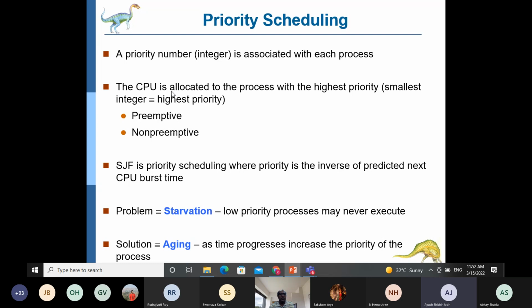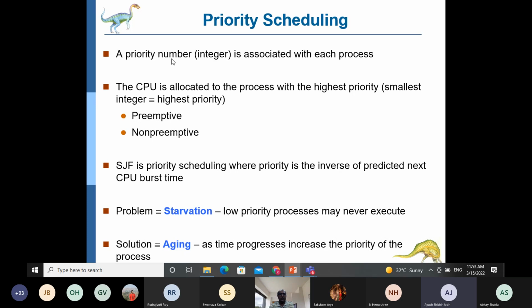And we can say that shortest job first can be viewed as a priority scheduling one way, where the priority is decided based on the time interval. Among the processes, whichever has the shortest burst is given the higher priority, so that has been given a chance for execution. So we can view shortest job first as priority scheduling, where the priority is decided based on the burst time.